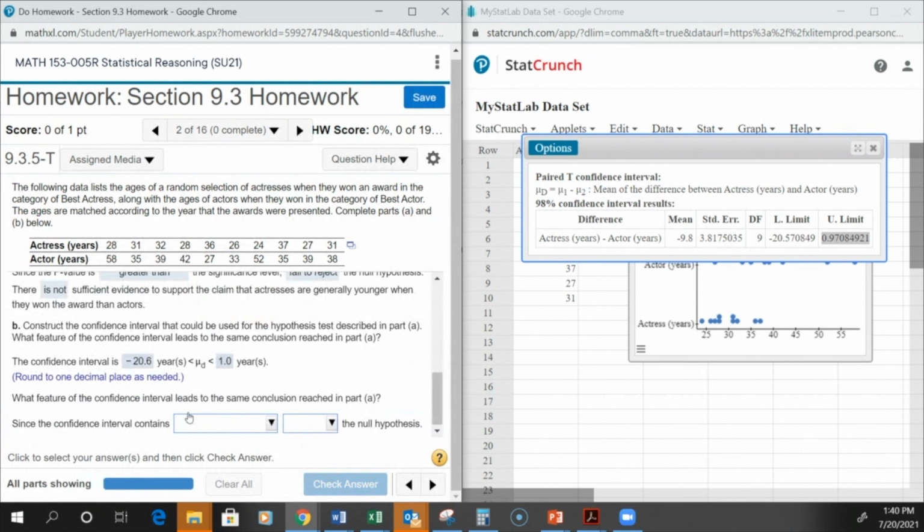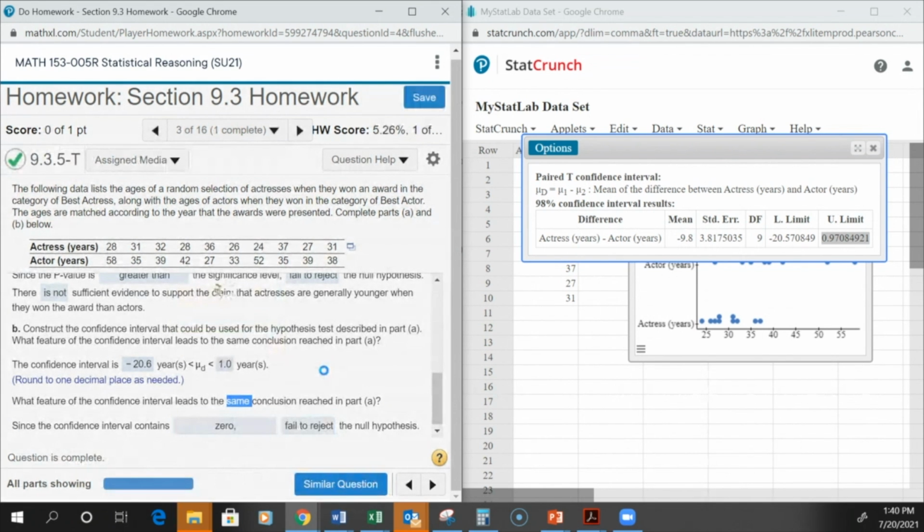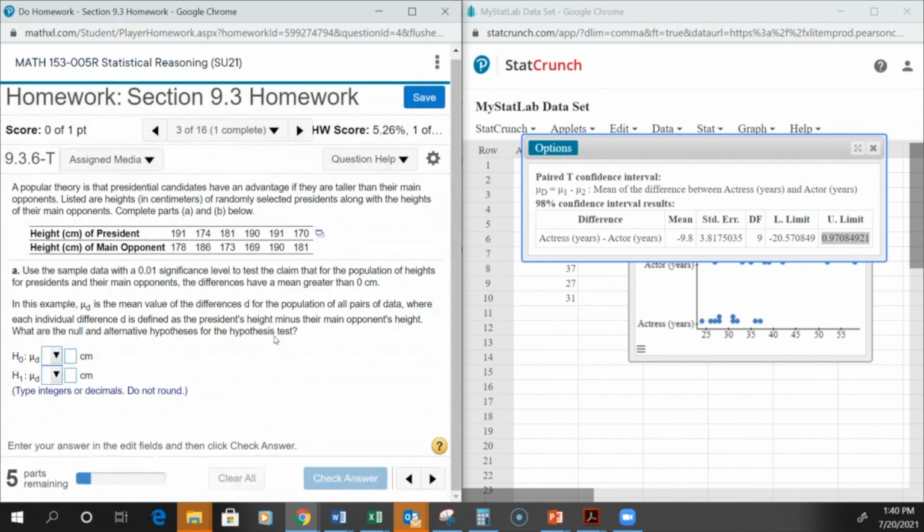Nice work. So is this the same conclusion? Well, it does contain 0. And so we fail to reject. That is the same conclusion. And that's how you work that. Here's another one, same sort of thing.